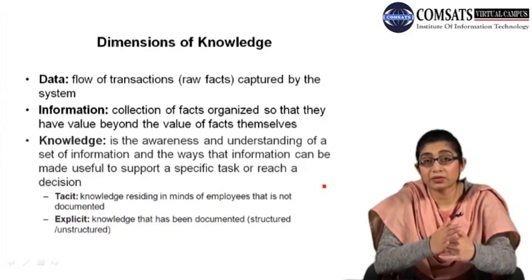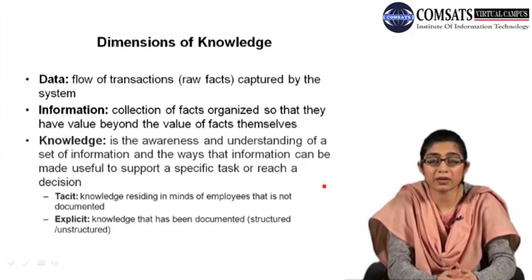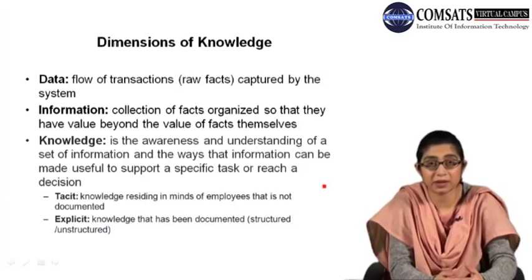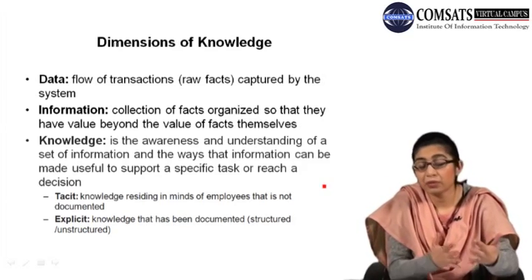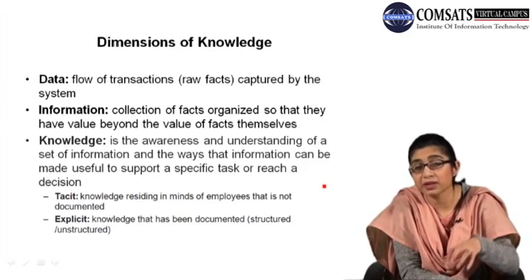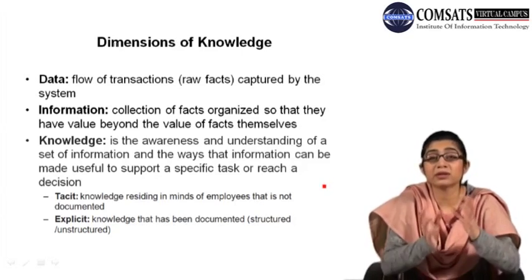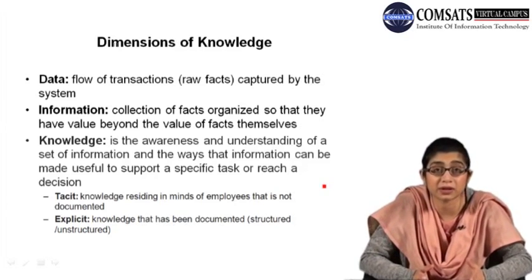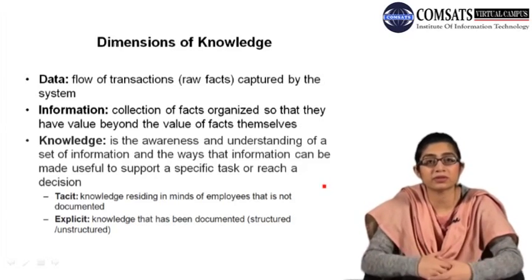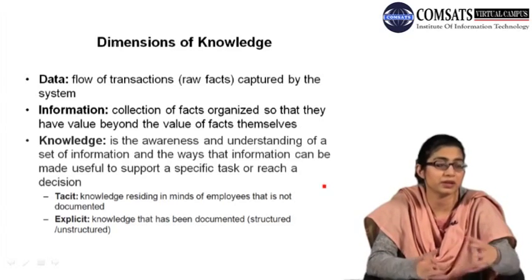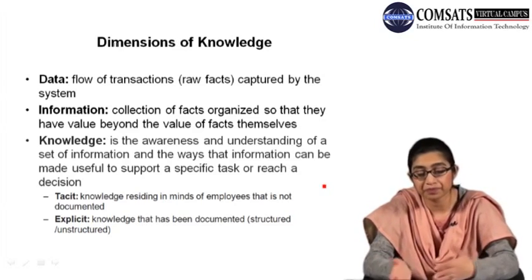So basically there are two kinds of knowledge. One is our general understanding about knowledge, that it is tacit, it is in the minds of people and you cannot document it. Whereas there is another kind of knowledge, explicit knowledge: knowledge that has been documented, and it can be structured or unstructured. Structured means the data coming from a transaction processing system, sales data from an ERP system, figures, all these kinds of things, which can be documented.